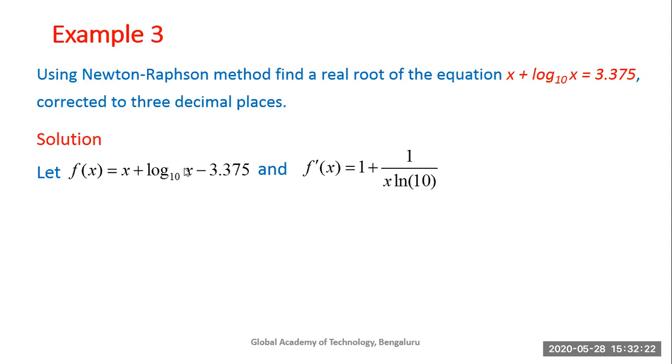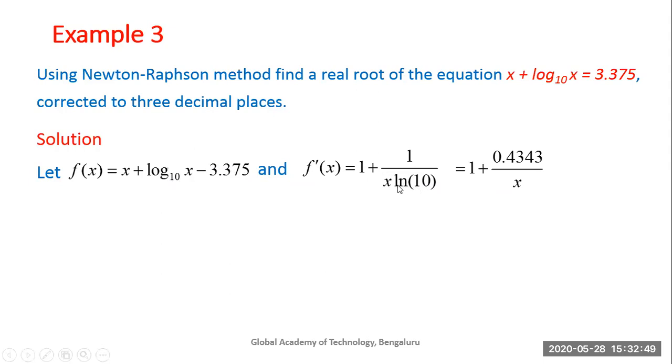For that matter, if it is log x to the base m, the derivative is 1 upon x into ln of m, meaning log m to the base e. Since we have the base 10 here, the derivative is 1 upon x into ln of 10, that is log x to log 10 to the base e. And the derivative of 3.375 is 0. x naught is not given, so we need to find that x naught.